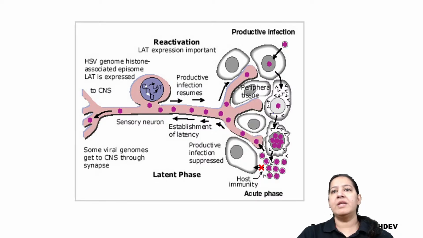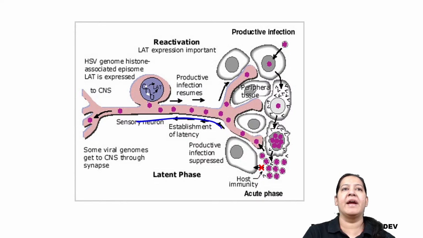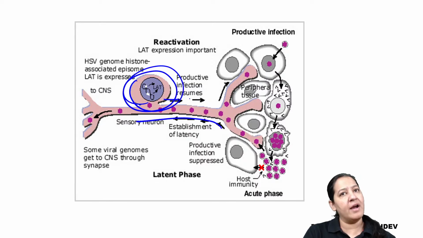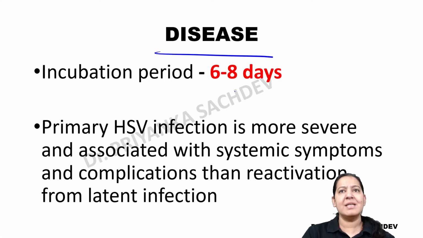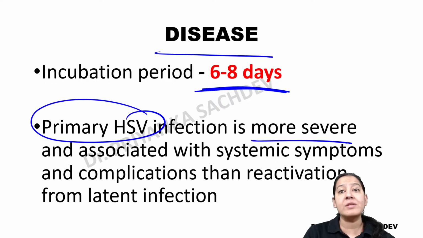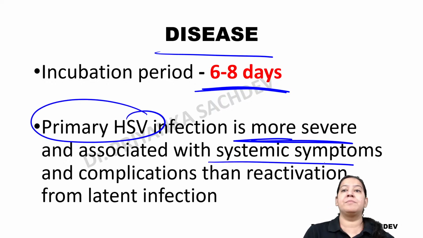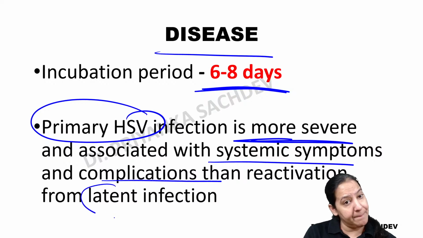Okay, so these are the vesicles produced. You can see first it goes and remains hidden here in the trigeminal ganglion, and again it comes back and forms vesicles. So same thing. The incubation period is 6 to 8 days. Now primary HSV infection is more severe and associated with more symptoms and complications as compared to latent.